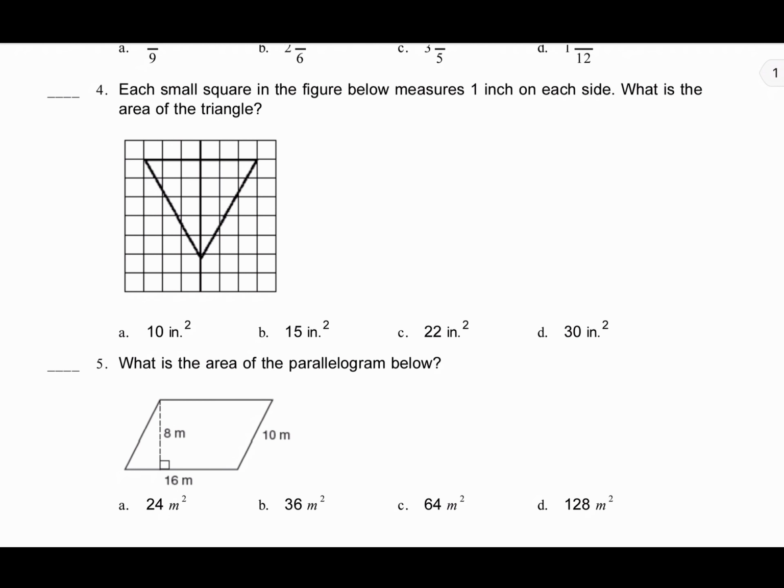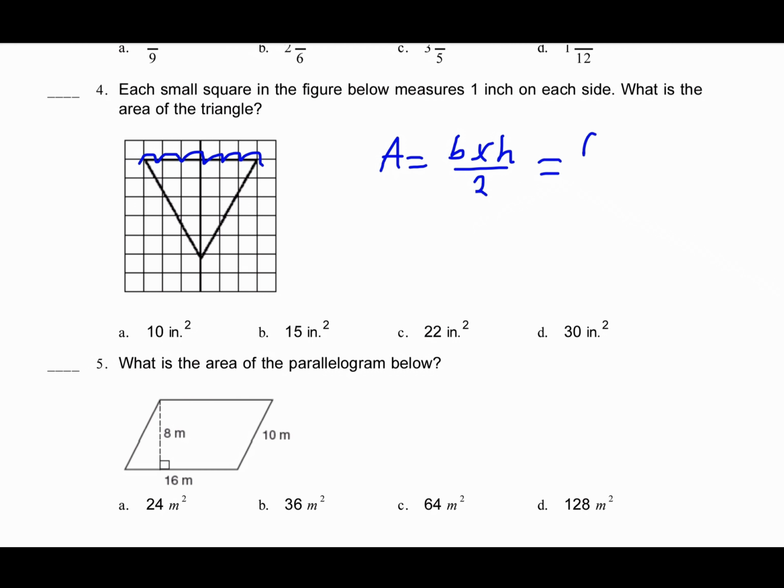Next question. Each small square in the figure below measures 1 inch on each side. What is the area of the triangle? As we know, area of triangle equals base times height divided by 2. The base length here, if we count, you would find it 1, 2, 3, 4, 5, 6.